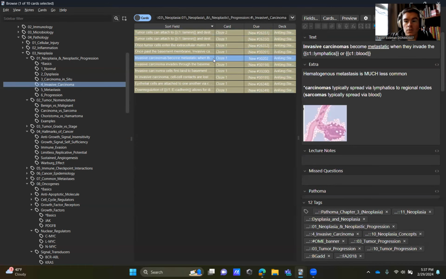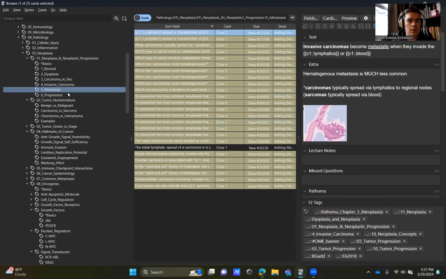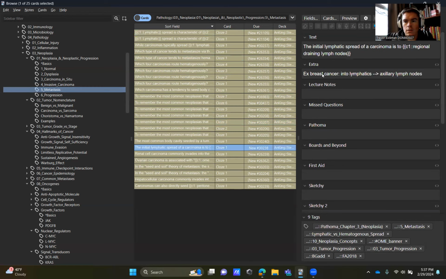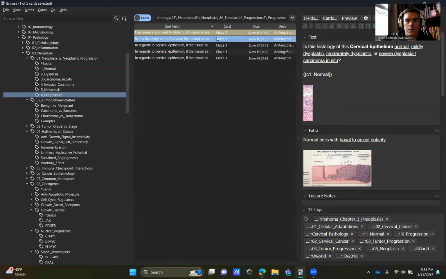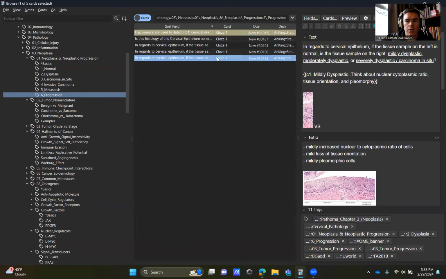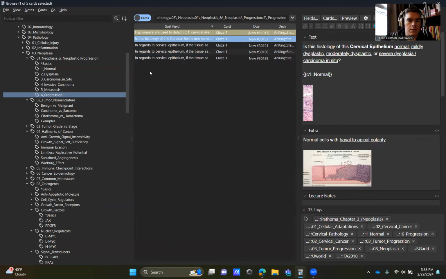Invasive carcinoma, I just grabbed this one here. The invasive carcinomas become metastatic when they invade the lymphatics and blood. Metastasis, this one down here, just that the initial lymphatic spread of a carcinoma is to the regional draining lymph nodes. And then progression, all of them except the first one. Although I think we already had these activated, so don't be surprised if these are already activated. All right, and then that is it for section 1.